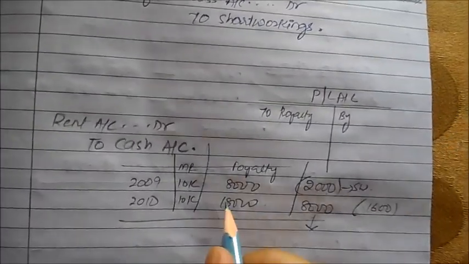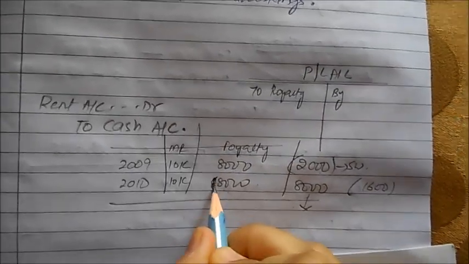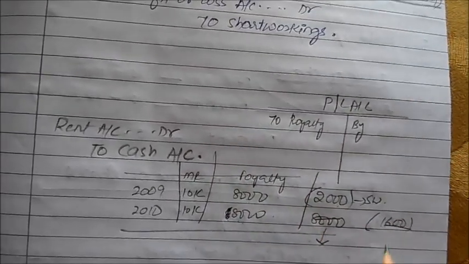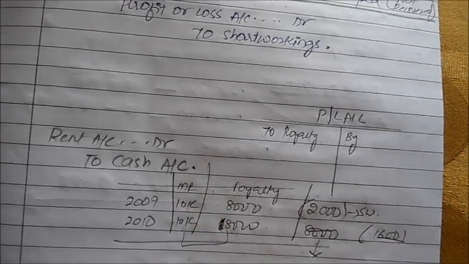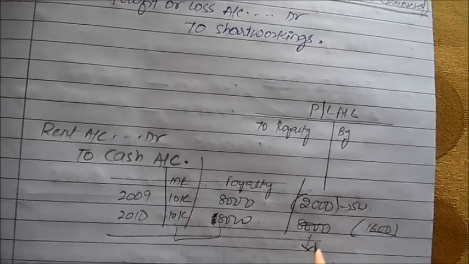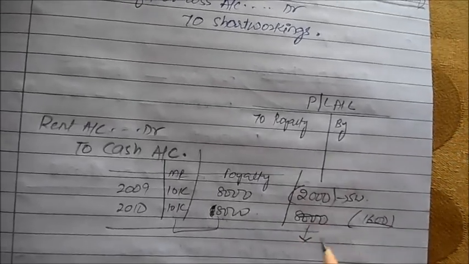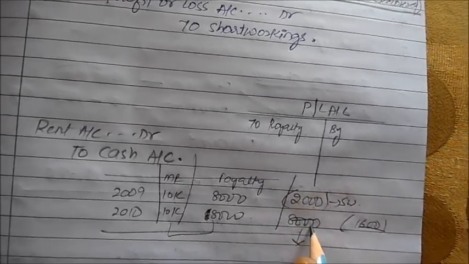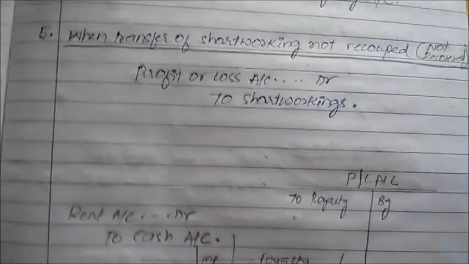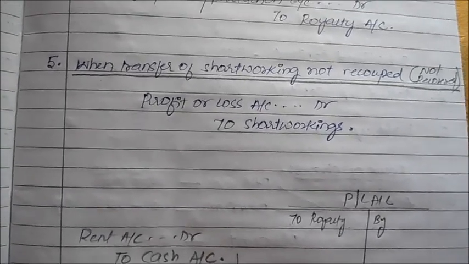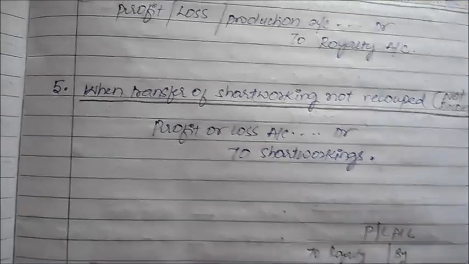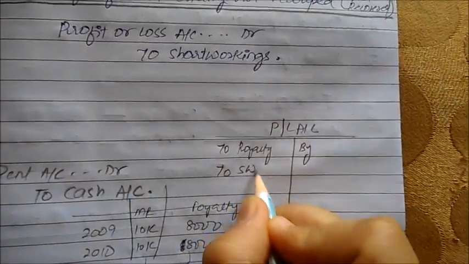And if, for example, imagine again this year also was 8,000 only, I was not capable of recovering, again I paid 10,000 only, because whichever is the highest you have to pay. So what happened? Not recovered. There was no possibility of having any profits. I did not recover anything. So what will I do? I will record that also, that in this particular year I did not recover any short working. Then what I will do? Profit and loss account debit to short working.